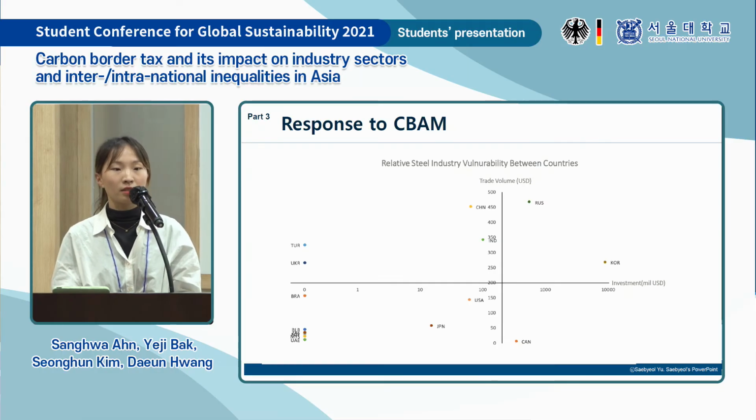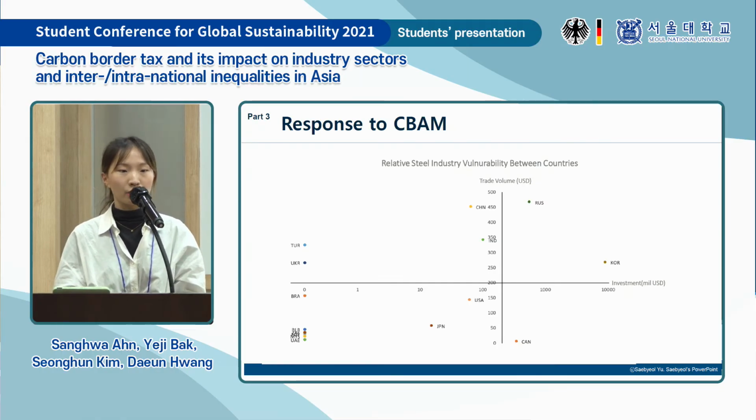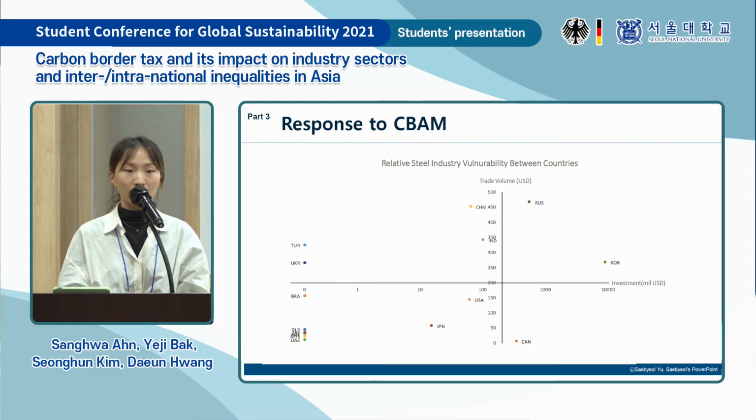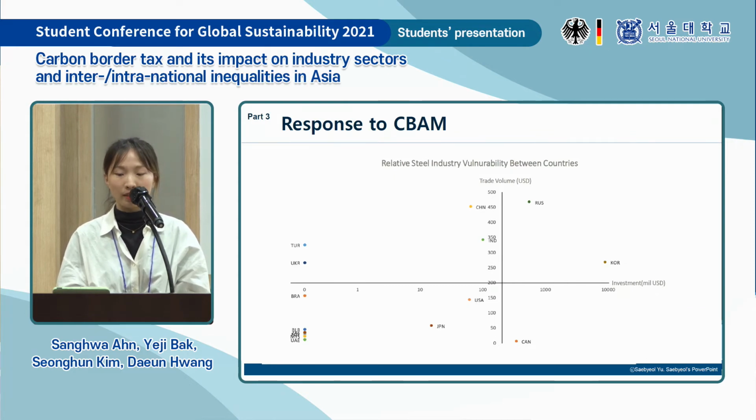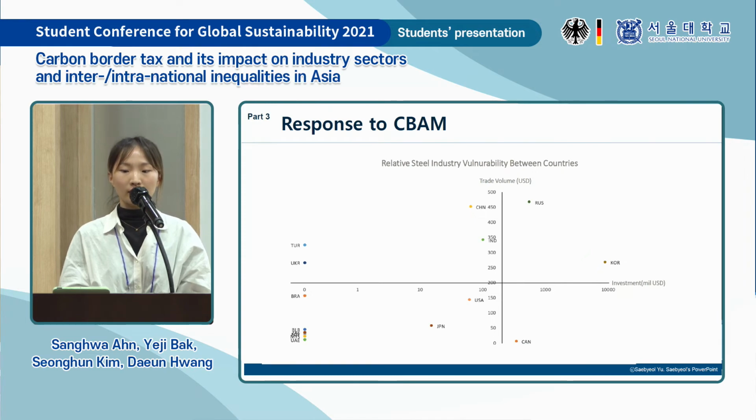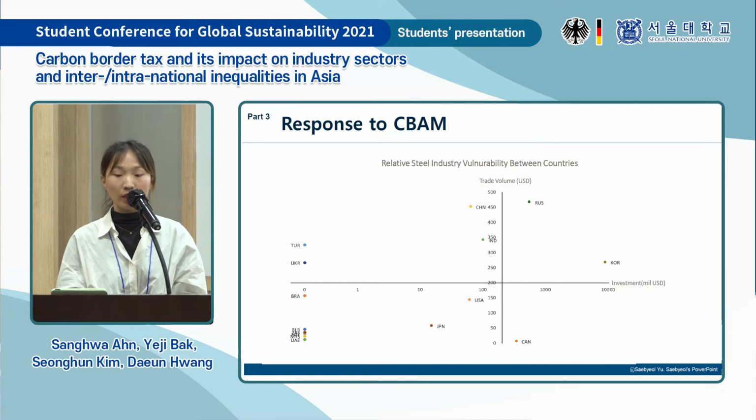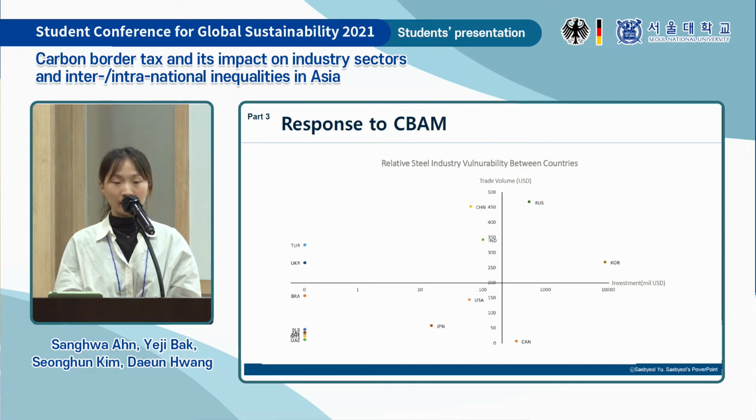And let's take a look at this chart. This chart represents the relative steel industry vulnerability between countries we analyzed in the previous part. The y-axis represents the trade volume of steel industry exports to the EU, and the x-axis represents the investment size of its major steel firms in those countries.